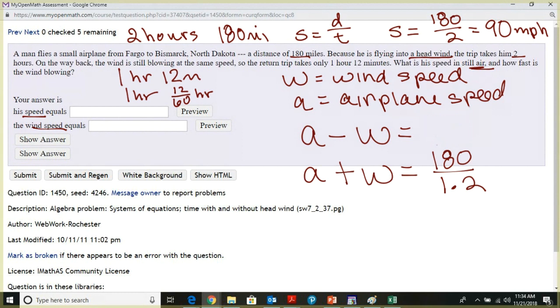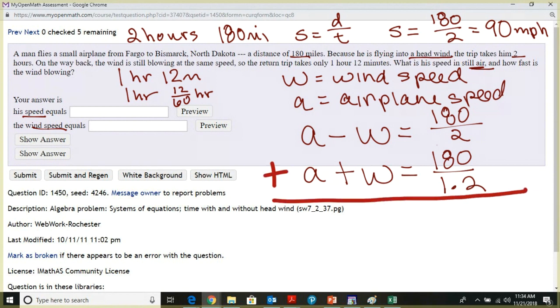You know what, just for the heck of it, instead of putting the 90 there now, I'm going to put 180 divided by 2. So this was distance. He went 180 miles, took him 2 hours. The second time he went 180 miles and it took him 1.2 hours, which is 1 hour and 12 minutes. So now we've got the two equations. We can just add them together, you guys. They're already set up to add together, because notice the W's are opposites of each other.